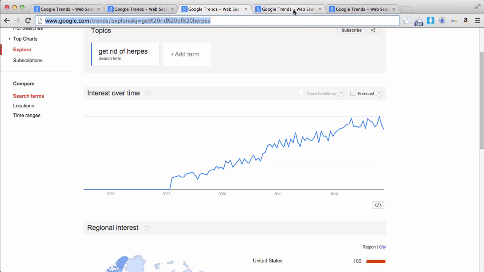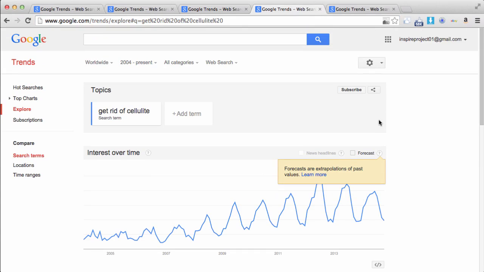And another great market is actually also the cellulite market. I just typed in get rid of cellulite over here, and look what Google Trends tells us. It tells us that it is a great market. Same as the weight loss market. It's trending in the summer months, but it's a pretty cool market to go for, right?